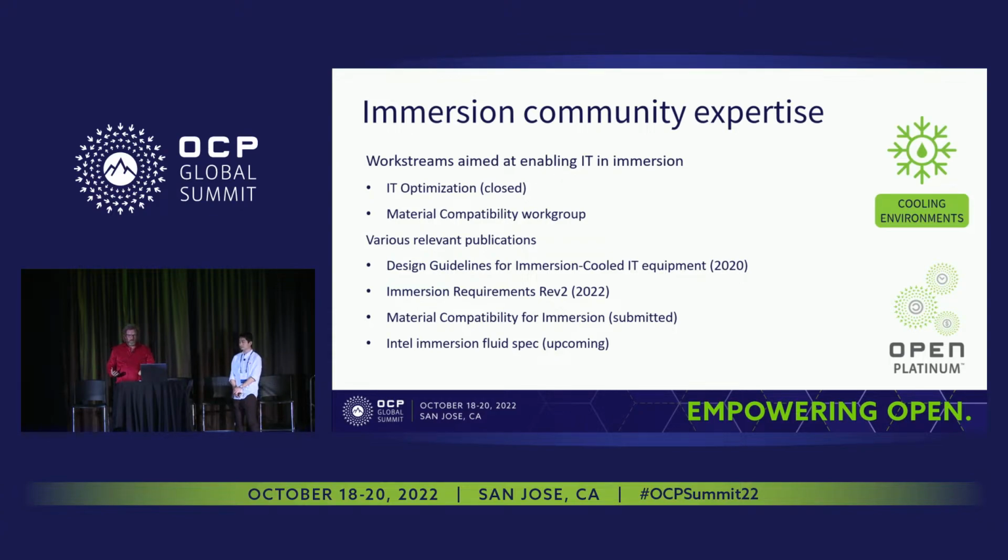Within the Immersion project, we've got quite a few work streams that are fully aimed at enabling IT equipment within immersion, right? Two very important work streams in particular: the IT optimization group, which consists of the authors behind the white paper that was released in 2019, all about optimizing IT equipment for immersion-cooled environments. And the second group, which is a very important group, has been represented here earlier by Punit Shivaprasad from Shell. It's the material compatibility group.